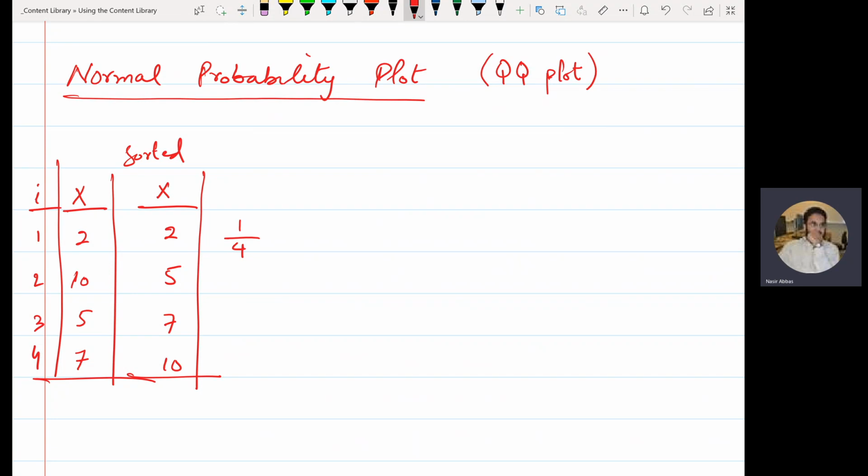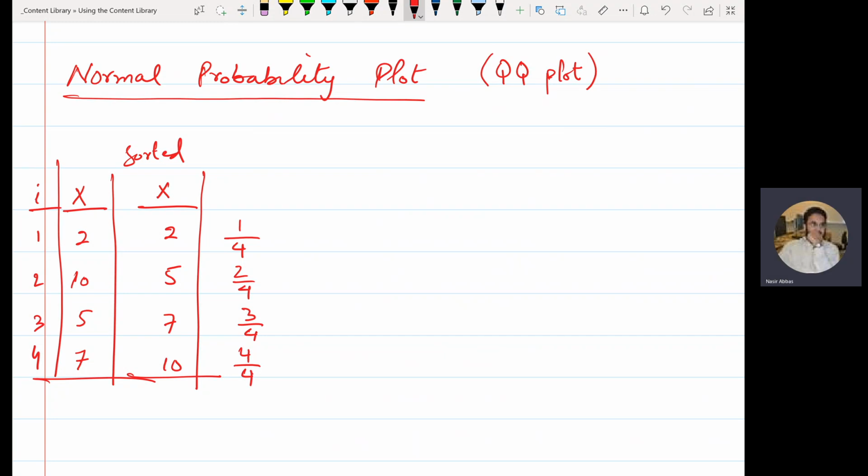What percent of the values are less than or equal to 5? 50%. 2 over 4. What percent are less than or equal to 7? 3 over 4 and 4 over 4. Correct? It's the same column sorted. They are the same numbers 2, 5, 7, and 10. Just sorted, ascending order, to see what proportion of the data in sample is below this value.